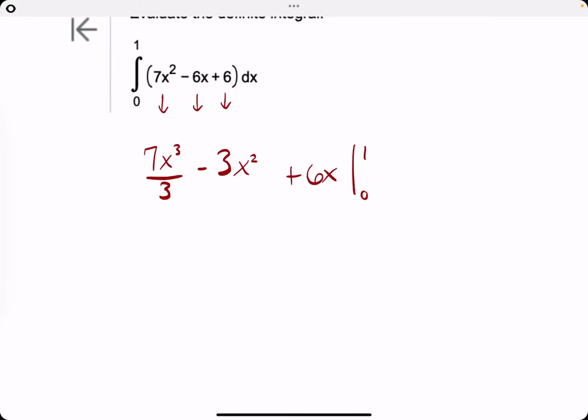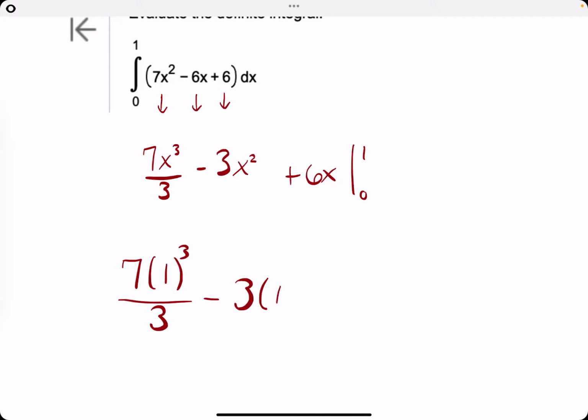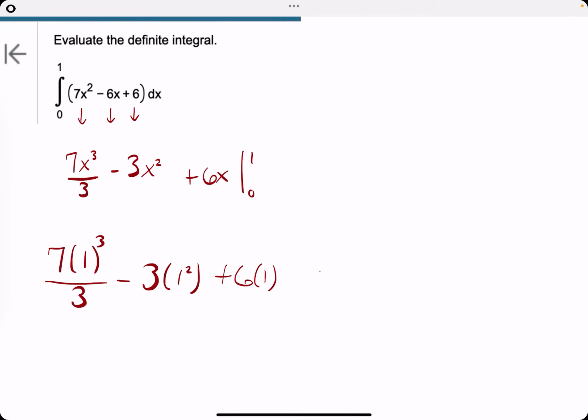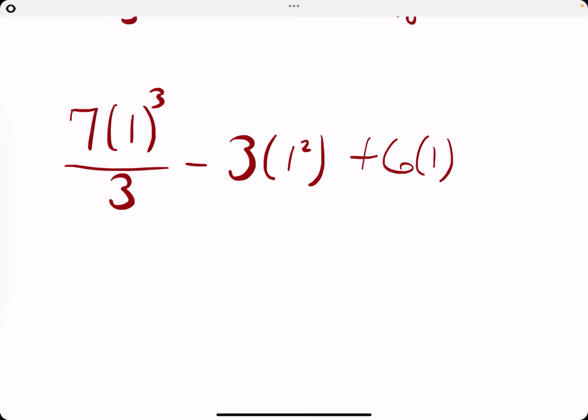We plug in the upper bound of 1 first, so we get 7 times 1 cubed over 3 minus 3 times 1 squared plus 6 times 1. And then we plug in all the zeros, and we get 0 minus 0 plus 0. So it's all zeros, and then we subtract all those zeros. So we can kind of neglect all that stuff. It's more about plugging in the 1 in this case.